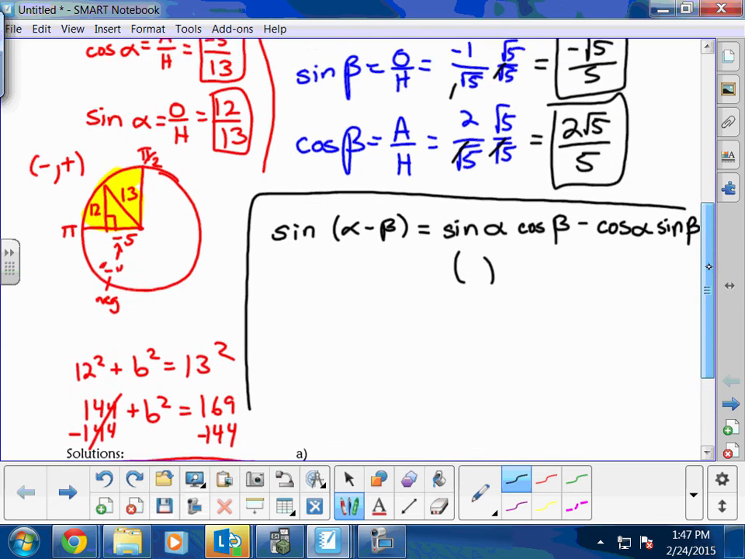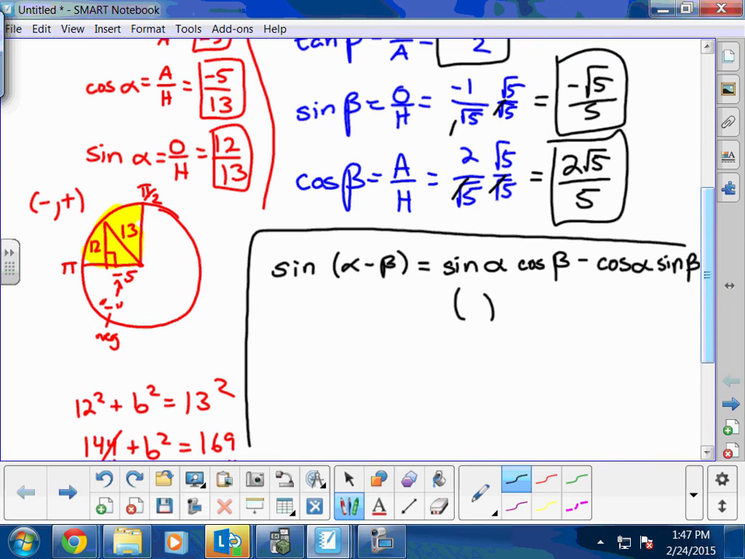All right, so let's go ahead and fill in some values that we need. Sine alpha, it's right over there, 12 over 13. That's actually what's given to us. Cosine beta, 2 square root of 5 over 5. So let me go ahead and fix that. Minus cosine alpha. Cosine alpha is negative 5 over 13. And sine beta. Sine beta is negative square root of 5 over 5.